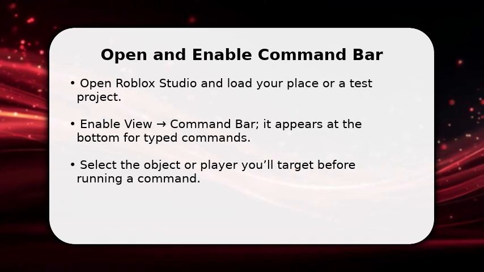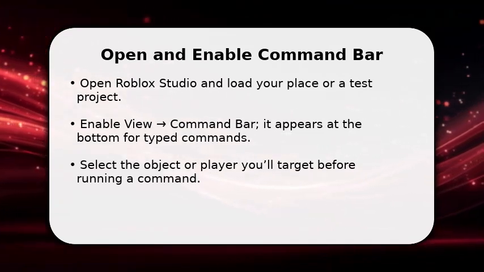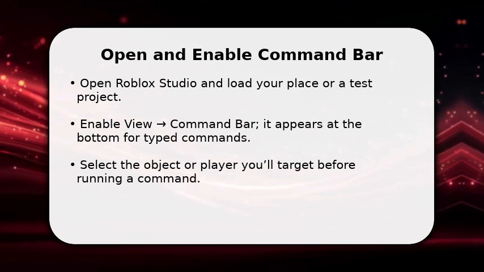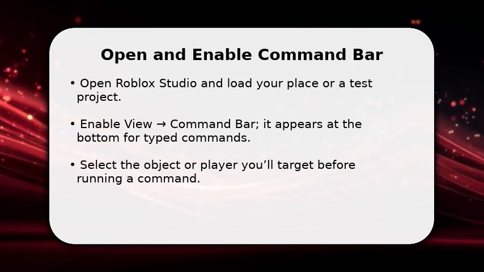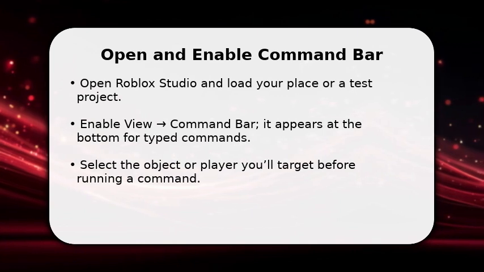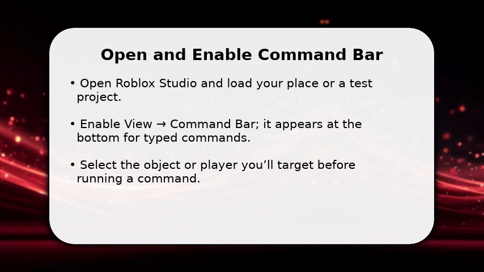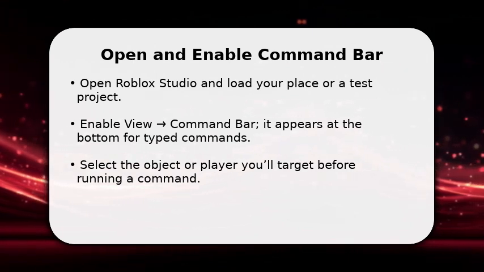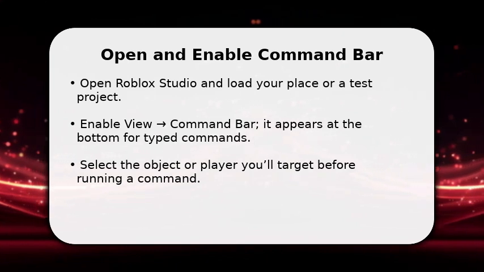You start by opening Roblox Studio and loading a test place so changes won't harm live games. Once done, enable the command bar from the View menu and dock it where you can type comfortably. Make sure to select the instance or player you intend to affect. The command often runs relative to your selection. You'll see immediate feedback in the output window. Use that to confirm success before moving on to more complex commands.